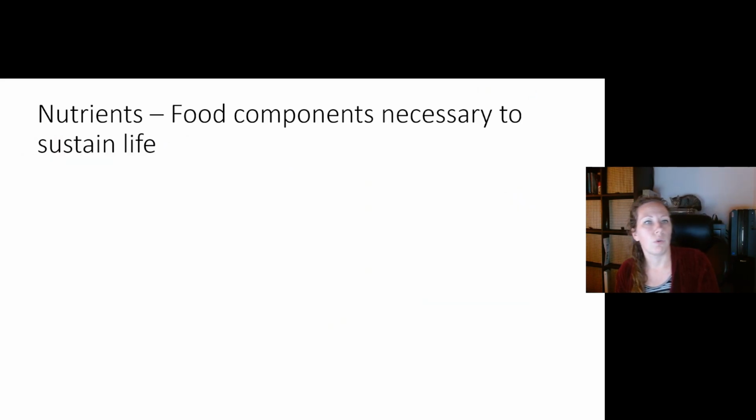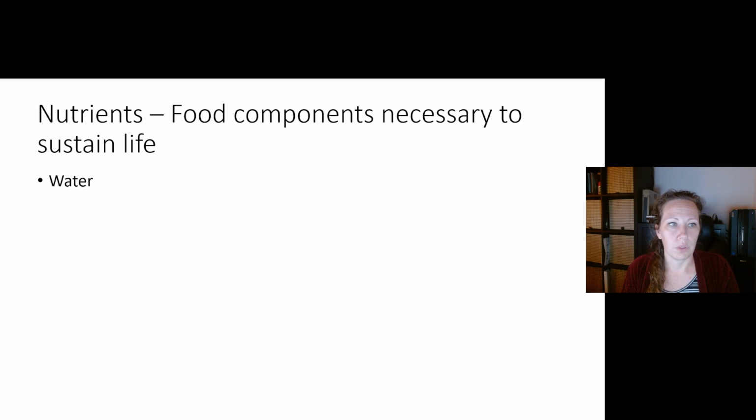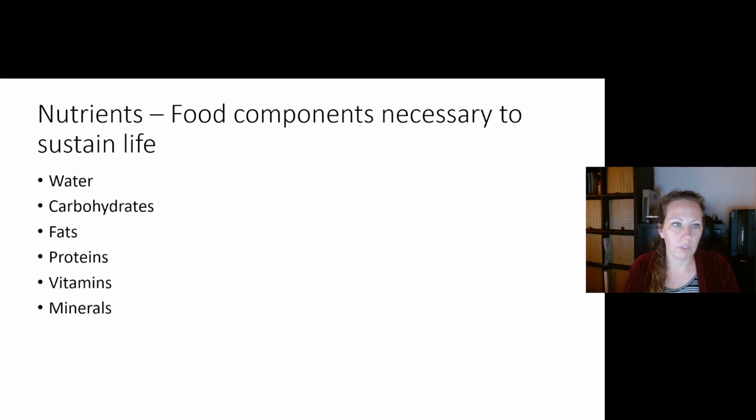Okay, so water is a nutrient, and a nutrient is any food component that is necessary to sustain life. So these nutrients include water, carbohydrates, fats, proteins, vitamins, and minerals. We're going to be covering all of these in this order after we get done with this chapter and delve into some of them more than others. But water is our first nutrient in our list of them that we'll be going through.